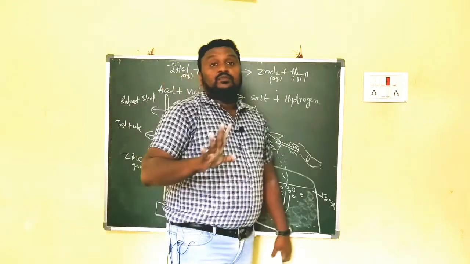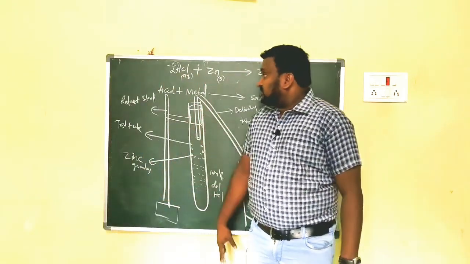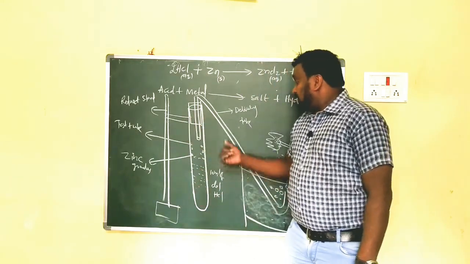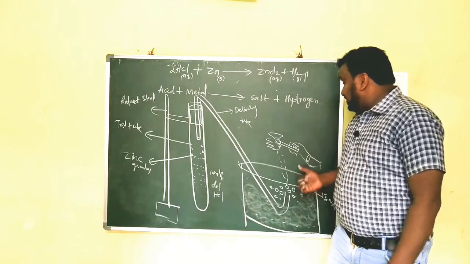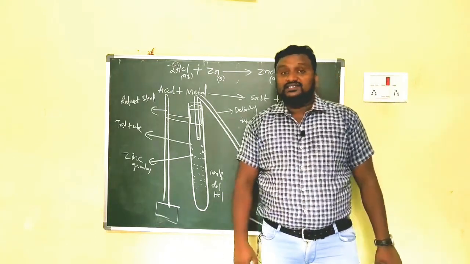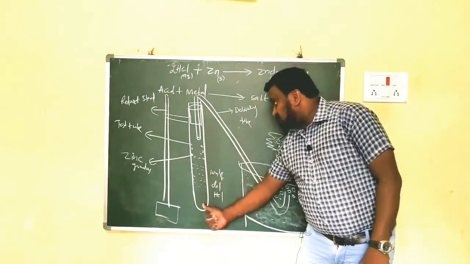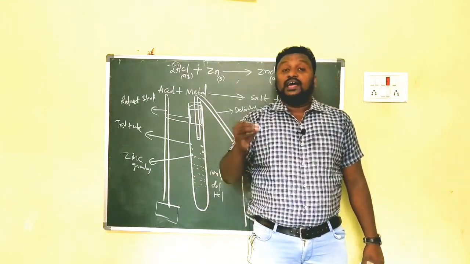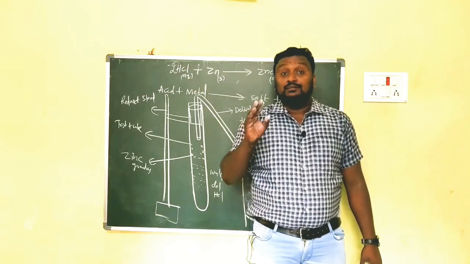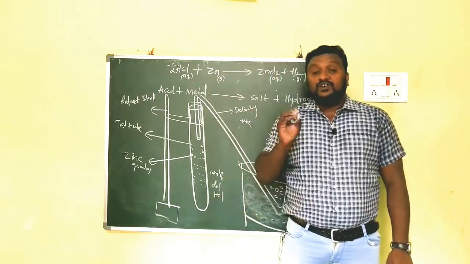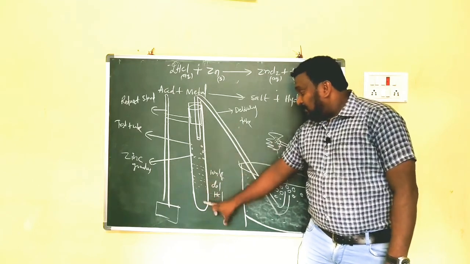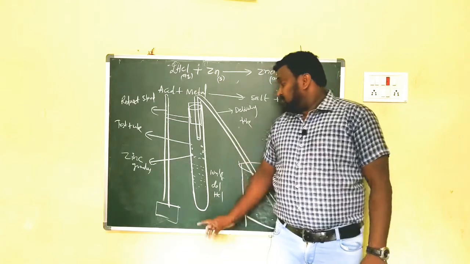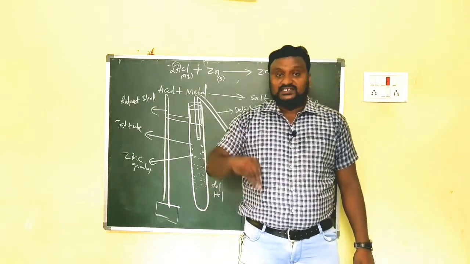So here now, what are the apparatus? The apparatus are retort stand, test tube, and this is the slit rubber cork, and this is the delivery tube, and this is the trough, and this is the burning matchstick, and this is the dilute HCl, and these are the zinc granules. Clear, children? Now the experimental procedure. First we have to take the 10 ml of dilute HCl. Dilute means aqueous.